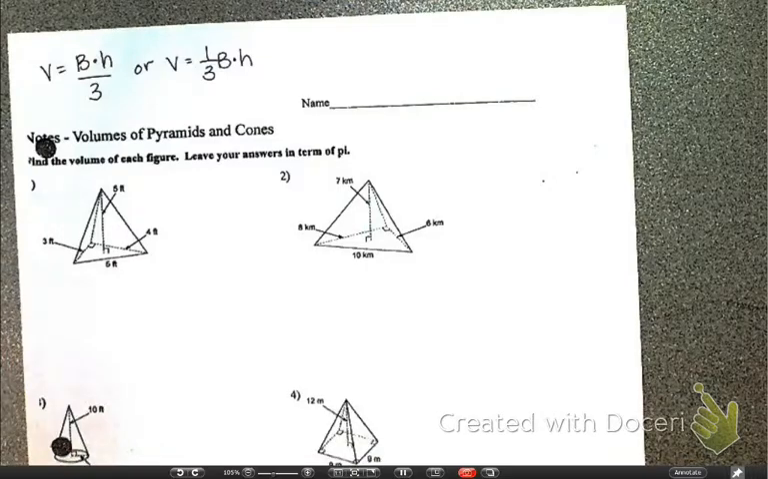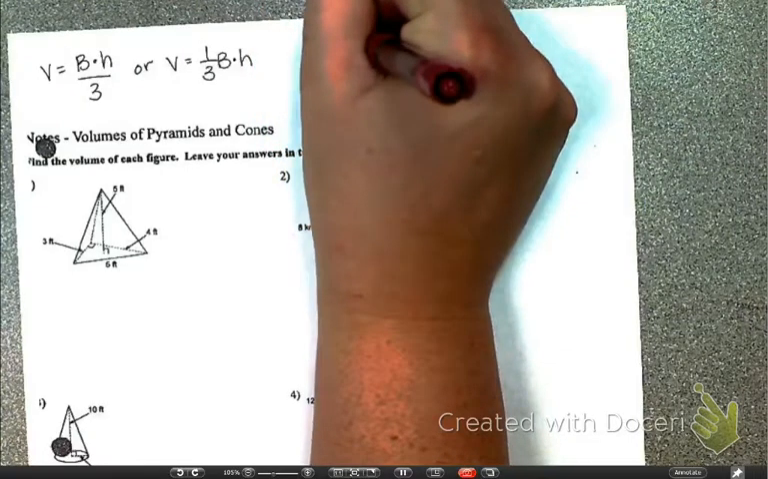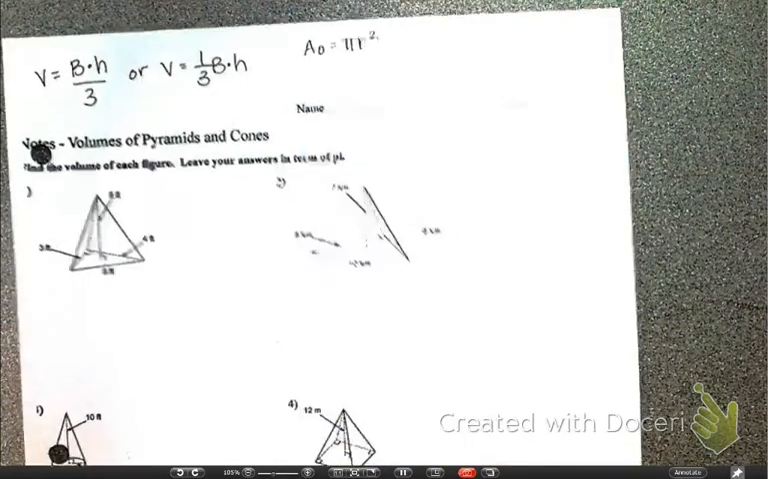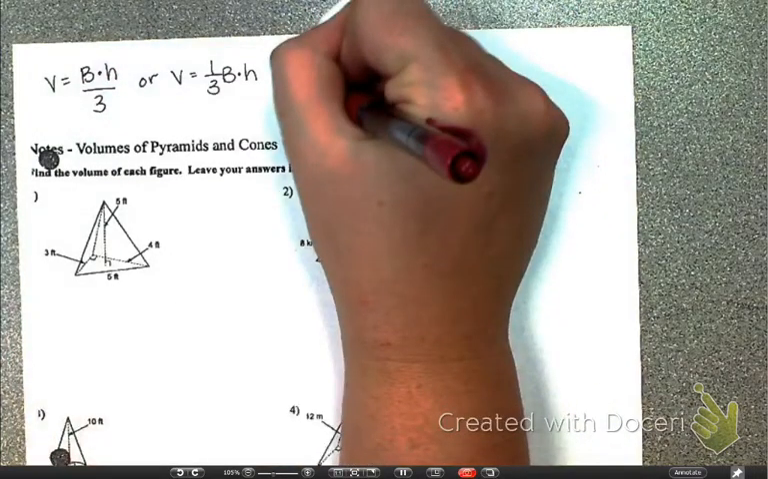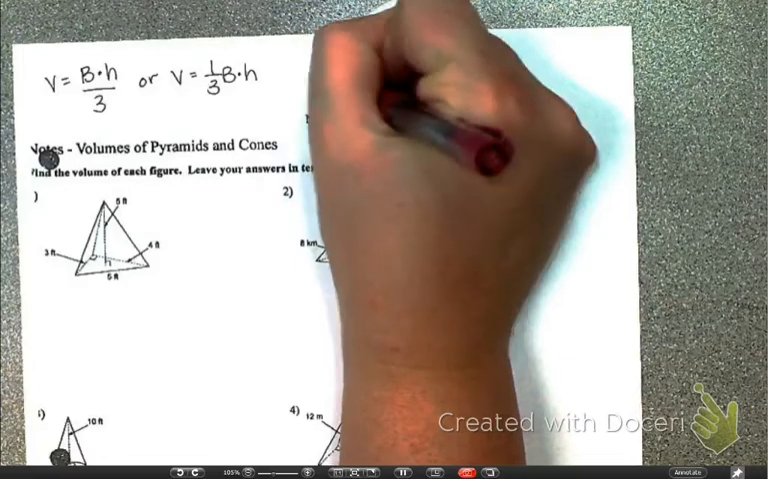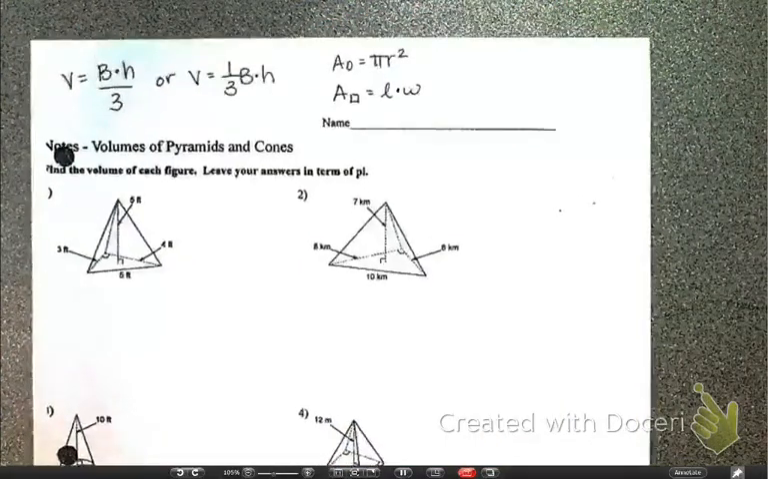Which one is that for? Area of a circle is pi r squared. What's another area formula we've used? Length times width is for what? Squares and rectangles. What other area formulas have we used?